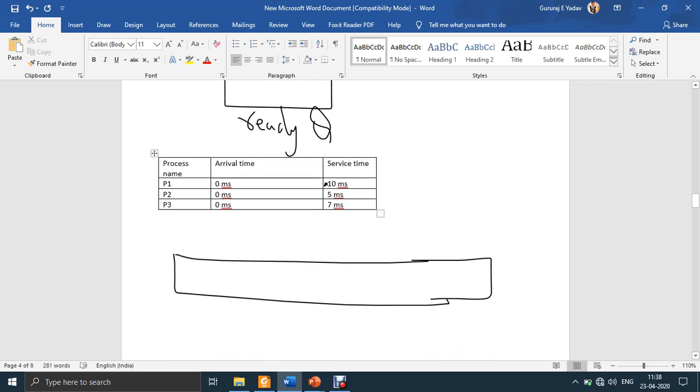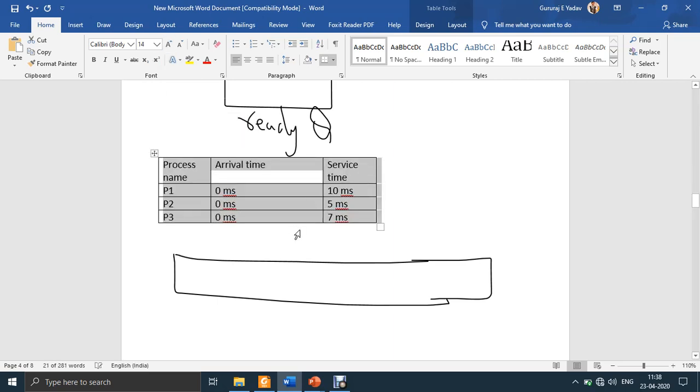Here the service times are 10, 5 and 7. Out of these 3 service times, which process has the lowest estimated completion time? It is P2, because it has 5 milliseconds of estimated service time. Out of these, the minimum is 5 milliseconds. So P2 will get the chance to execute. Hope it is clear.